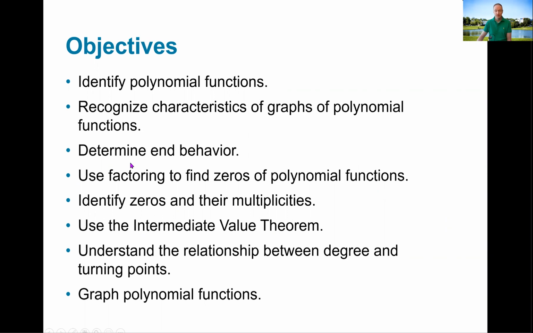functions. We'll determine the end behavior based upon the degree of the polynomial. We'll use factoring to find zeros. We've already been doing that in some earlier sections, particularly with the quadratics in the last section. Identify zeros and their multiplicities. Use the intermediate value theorem. Understand the relationship between degree and turning points. And then finally, graph the polynomial functions using all of these techniques.